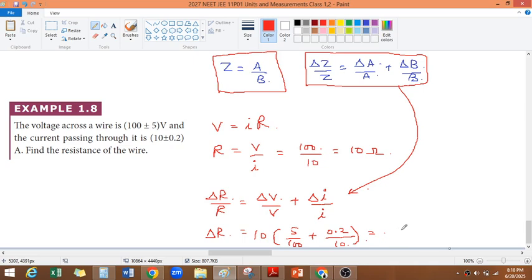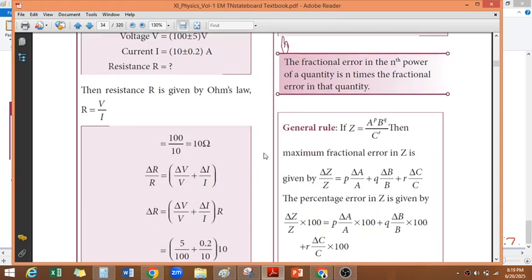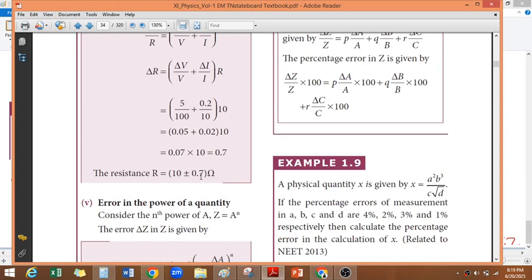So 5 by 100 it will be 0.05. So 10, 0.05 plus 0.02. So it will become 0.07. So 0.07 into 10 it will become 0.7. It means your R plus or minus delta R should be 10 plus or minus 0.7 ohms. That should be your answer. So let's double check if the book answer is coming correctly. Yeah, 10 plus or minus 0.7.